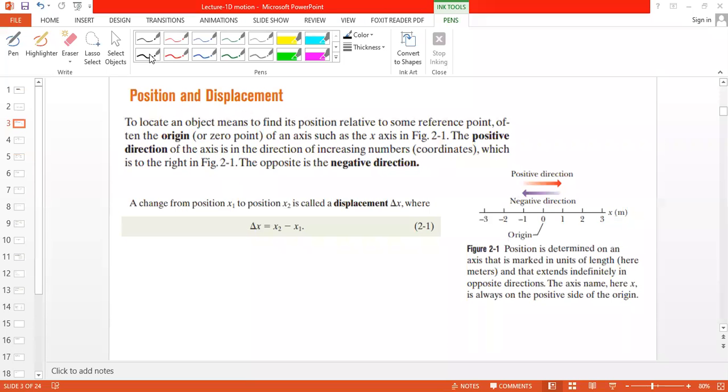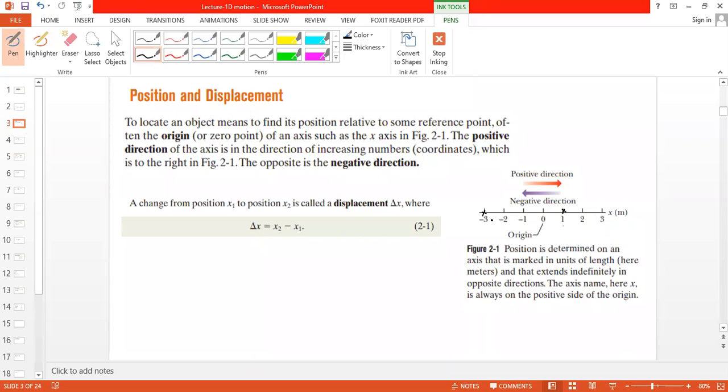Anyway, now position is the point where an object stays. It can be anything, like at point 0, at point 1. If your object stays here, we can say the position of the object is at x equal to 1. If your object stays here, the position of this object is at x equal to -3. These are the positions.